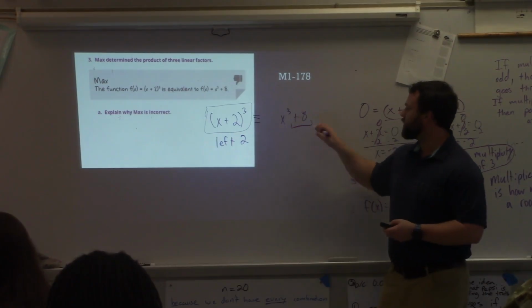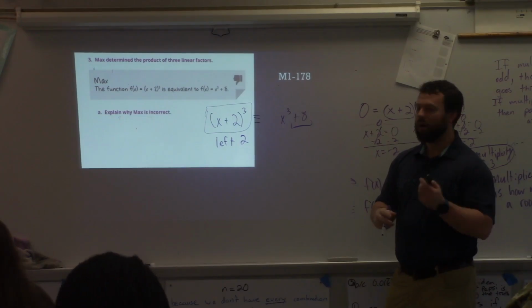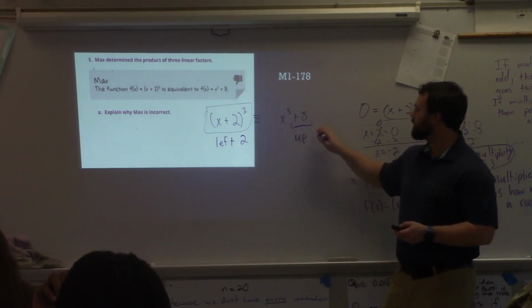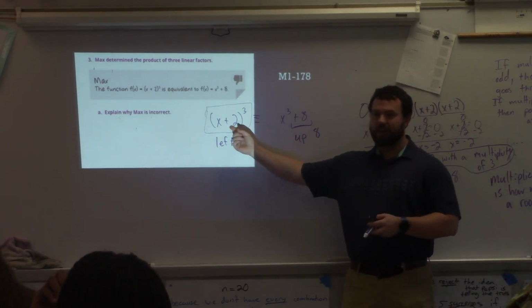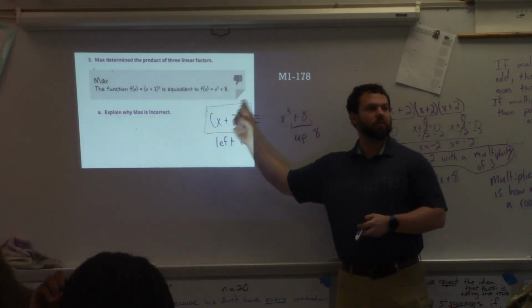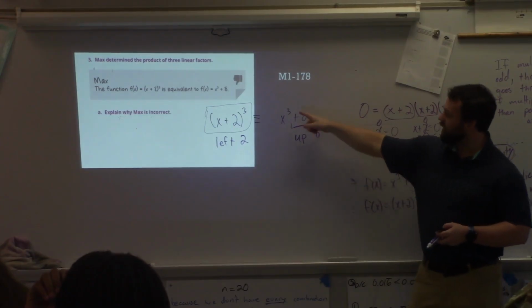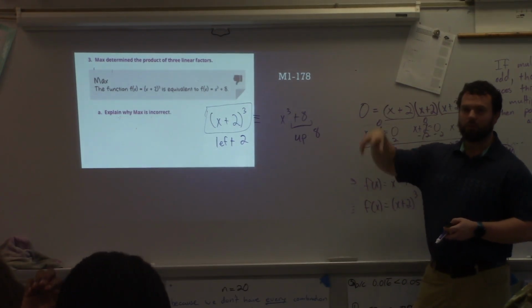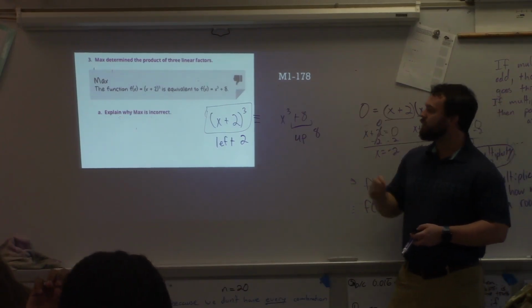How would this transform that function? Up 8. Why would this one be up when the other one was left? It's not inside the defining operation. So remember when it's inside that defining operation, remember how it was horizontal? That was the h in our quadratic. When it's outside that defining operation, that is vertical. So would those be the same thing at all? No. Guys, please hear me clearly on this.